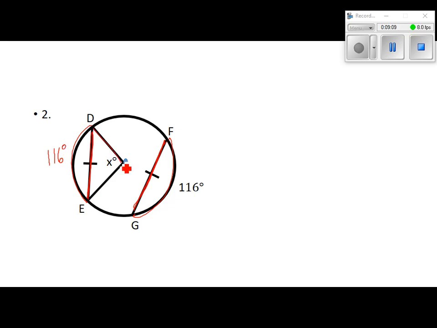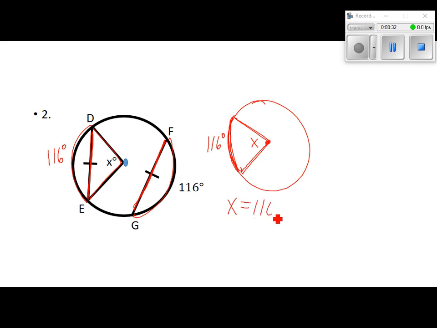We're looking for this angle measure. Well, that angle happens to be, and I'm going to separate this off, a central angle. That's what we're looking for. Well, we had a theorem that said a central angle and its arc have to be the same. So if this arc is 116, then x has to equal 116 degrees.